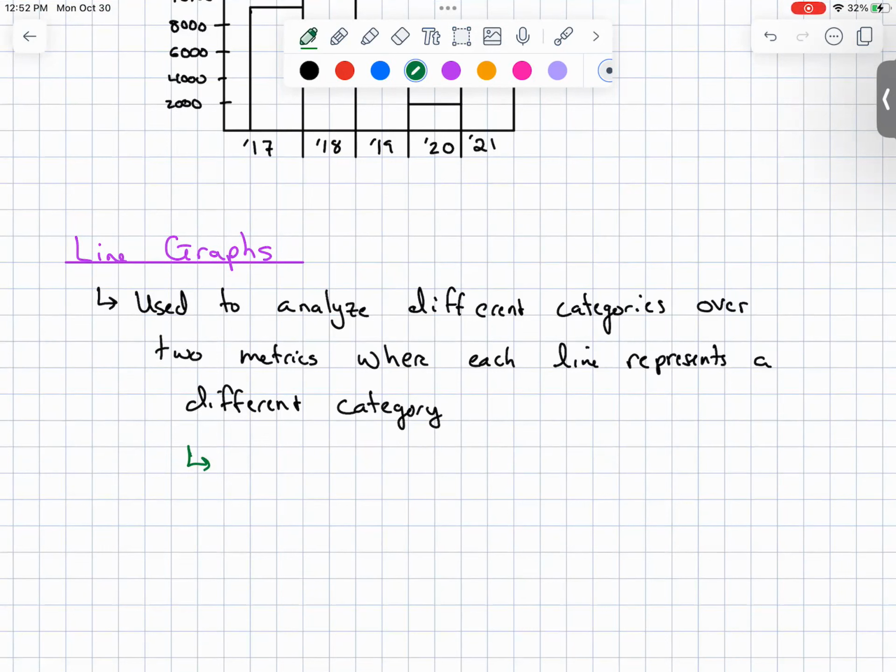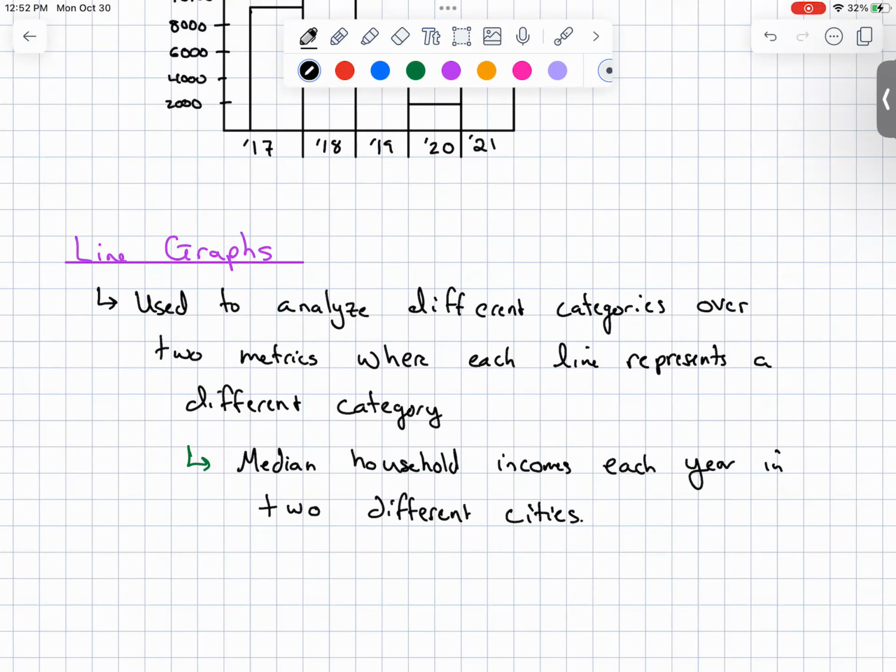So an example I could think of would be measuring median household incomes each year in two different cities. Or states or whatever you want to do. So you have two metrics. You're measuring the years and the median household income. Those are the two metrics, and you're comparing two different categories, city 1 and city 2.